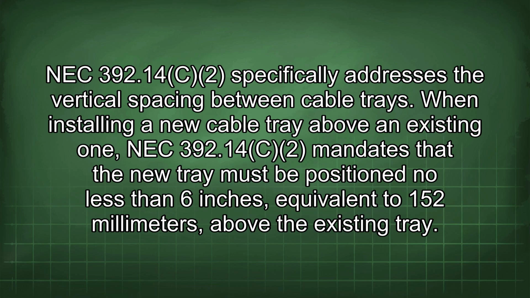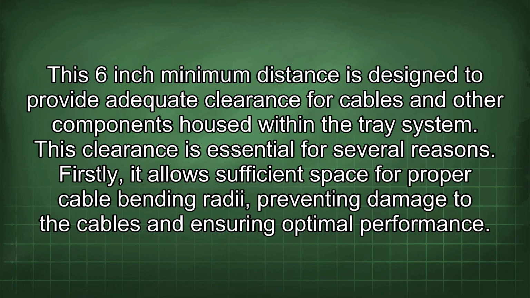When installing a new cable tray above an existing one, NEC 392.14 C2 mandates that the new tray must be positioned no less than 6 inches, equivalent to 152 mm, above the existing tray. This 6-inch minimum distance is designed to provide adequate clearance for cables and other components housed within the tray system. This clearance is essential for several reasons.